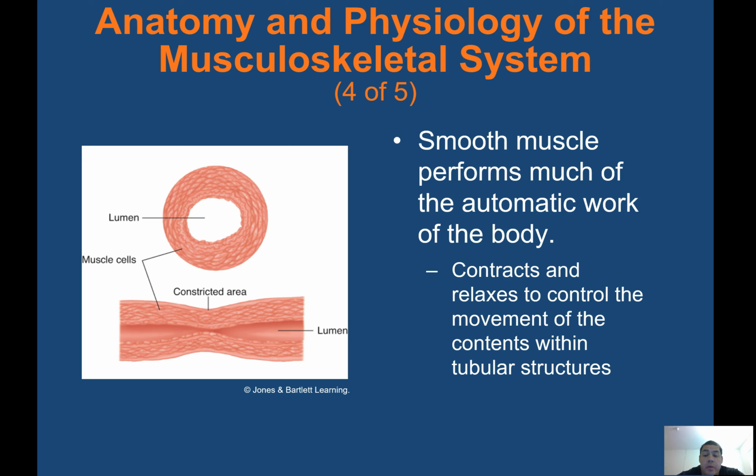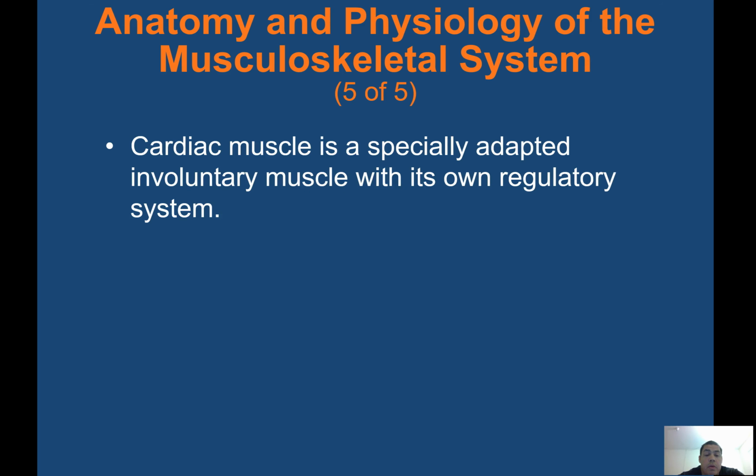Smooth muscle performs much of the automatic work of the body. It contracts and relaxes to control the movement of the contents within the tubular structures. Cardiac muscle is specially adapted involuntary muscle with its own regulatory system.